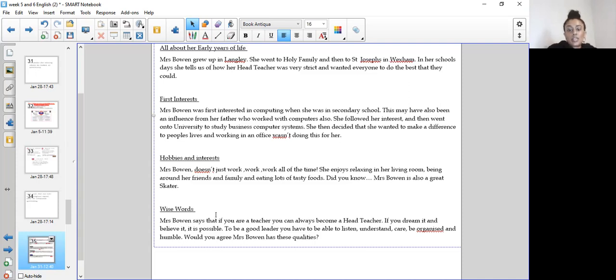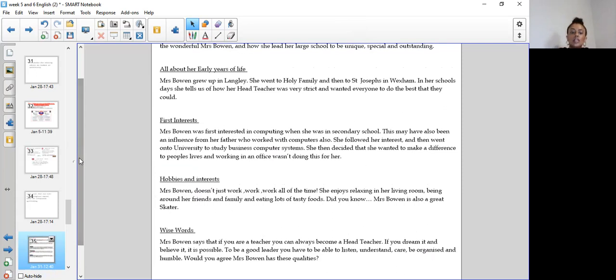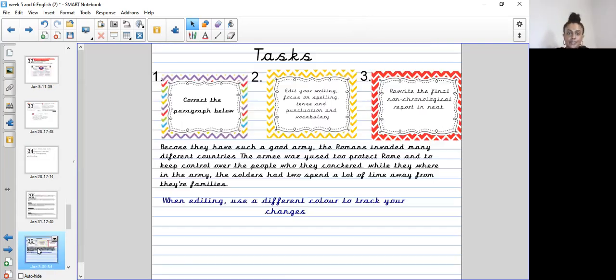Mrs. Bowen says that if you are a teacher, you can always become a head teacher. If you dream it and believe it, it is possible. To be a good leader, you have to be able to listen, understand, care, be organized, and humble. Would you agree Mrs. Bowen has these qualities? So here I have our class written one, and for you guys, you're going to write your own and edit your own. You might think that some of my sentences need editing, and you might want to replace words with different words and things like that. Do feel free to do that because that is the aim of the lesson.